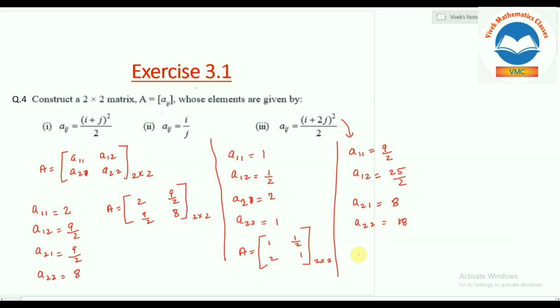This will be our answer. So what will be our A matrix in the third case? It will be 9 by 2, 25 by 2, 8 and 18. This will be your 2 cross 2 matrix. All the three parts we have got.